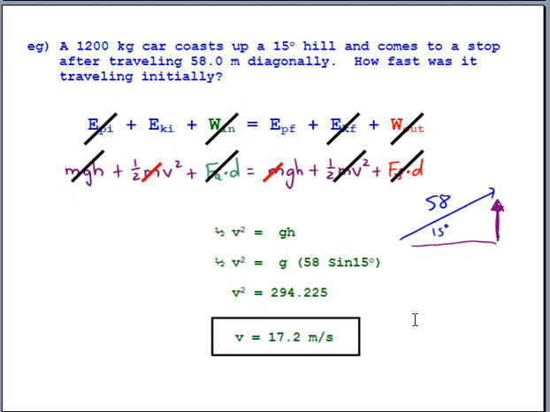But I like the idea that we could cancel the m's, and we can only do that because both work terms were gone in this story. There was no friction and there was no elf running behind the car pushing.